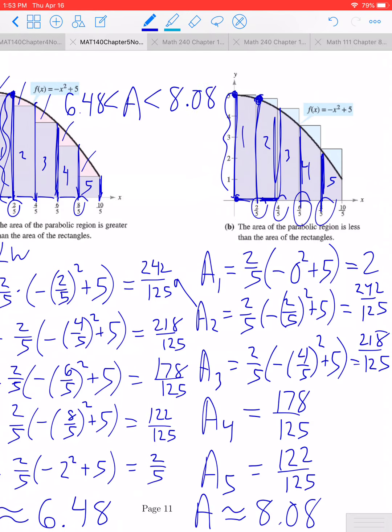So at least we have some kind of bounding, some kind of information for what we can expect in terms of the area of this region. What we're going to talk about now is how we can make that estimate better by using more and more rectangles, either circumscribed or inscribed, within the region.